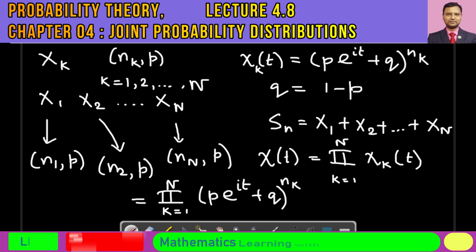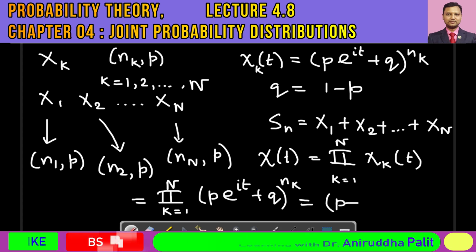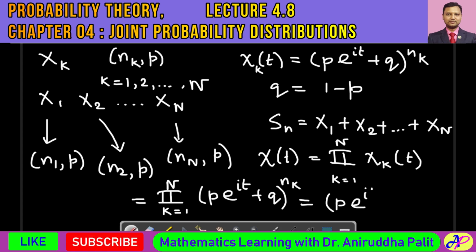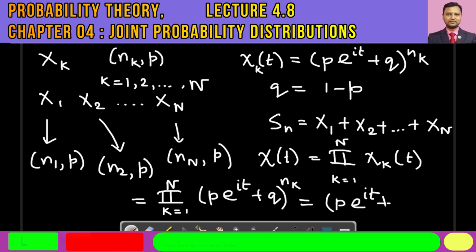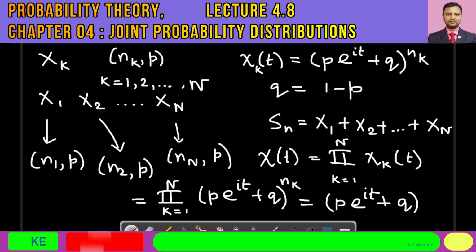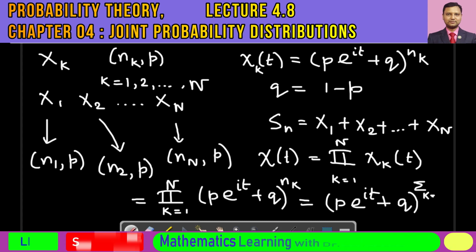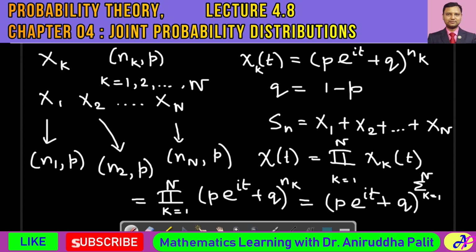Because we have the product, this expression can be written as p into e to the power of it plus q, whole to the power of the summation of nk. And this summation of nk can now be written in this way: the summation over k equal to 1 to capital N of nk.